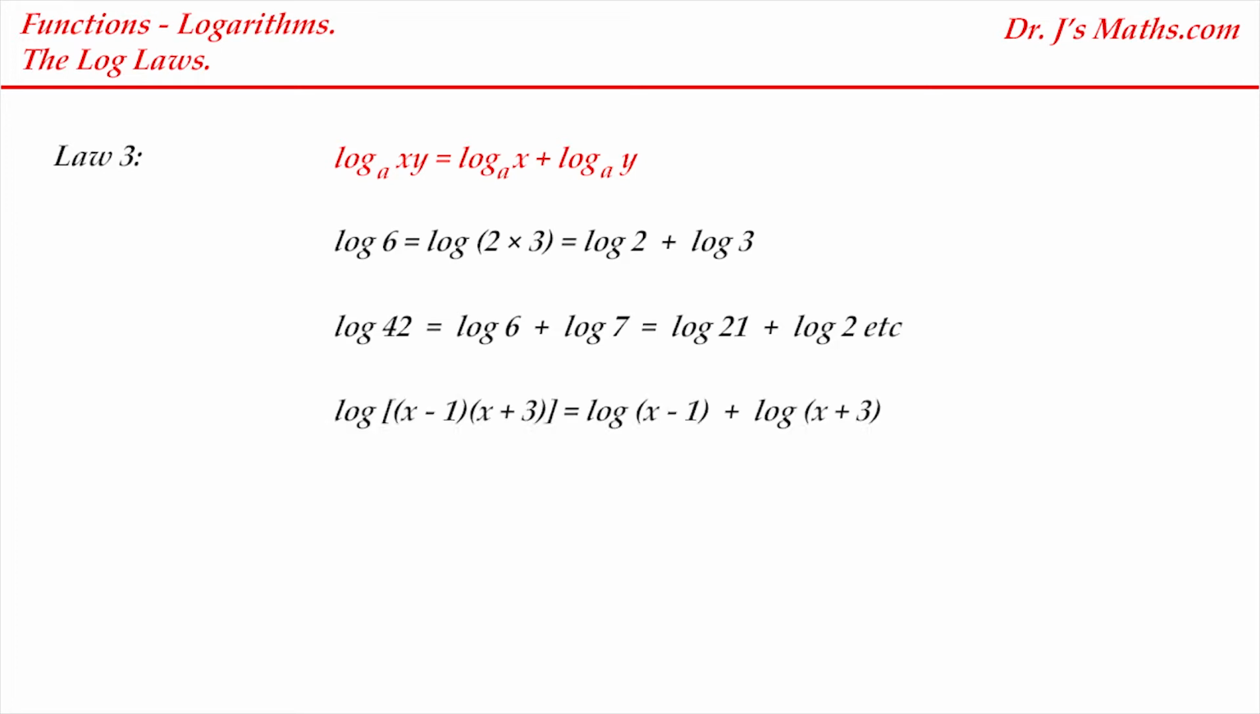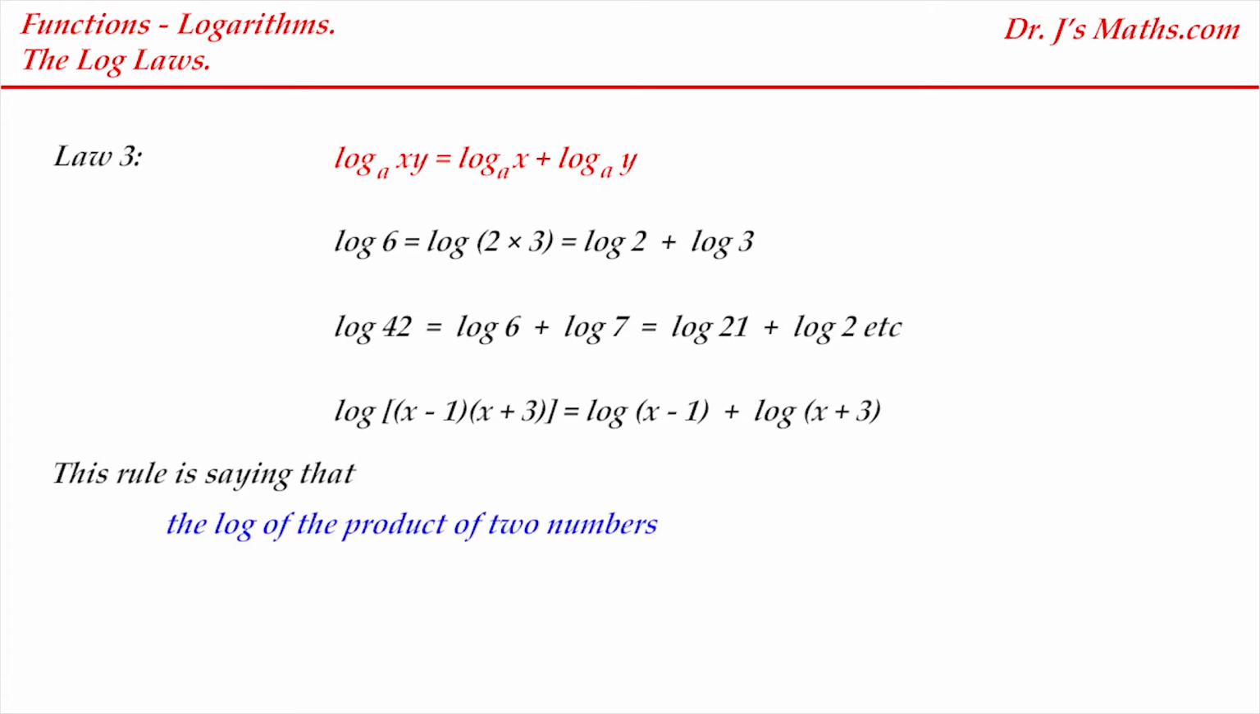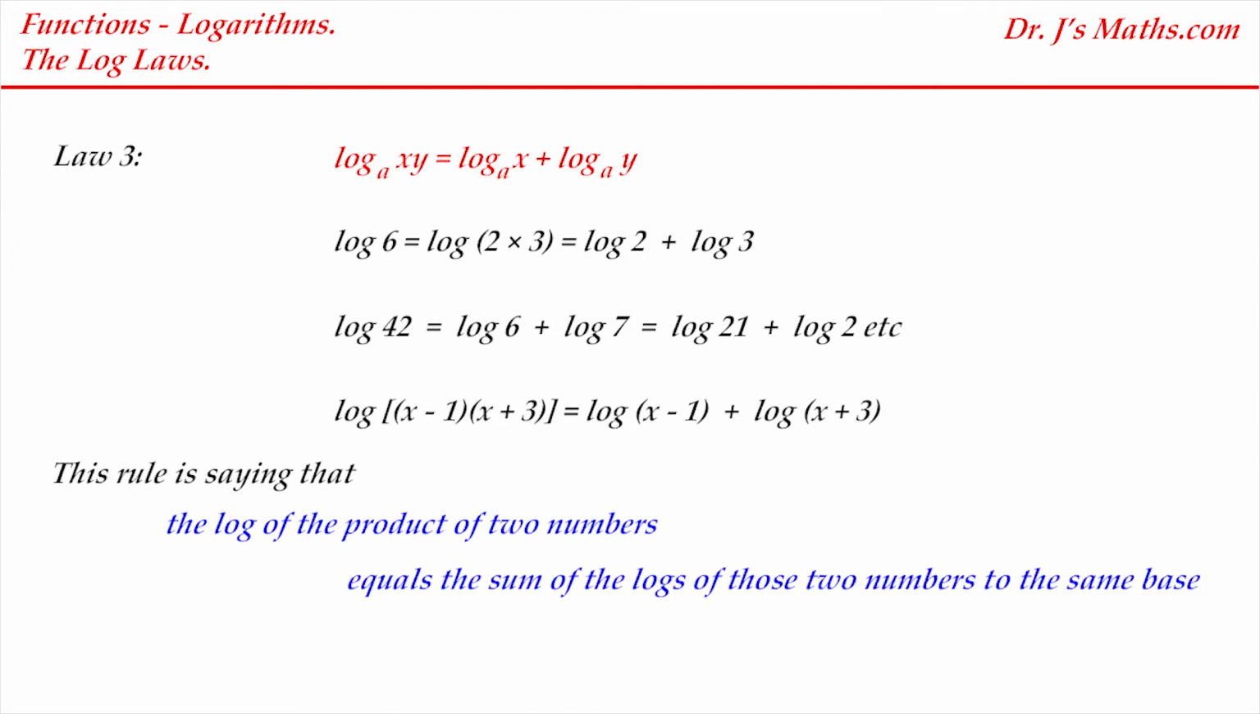If we have now some algebra, log of x minus 1 times x plus 3, we can rewrite that as log of the first one, x minus 1, plus log of the second one, x plus 3. This rule is saying that the logarithm of the product of two numbers is equal to the sum of the logs of those two numbers to the same base. It's a very important law, and it's going to be used very frequently.